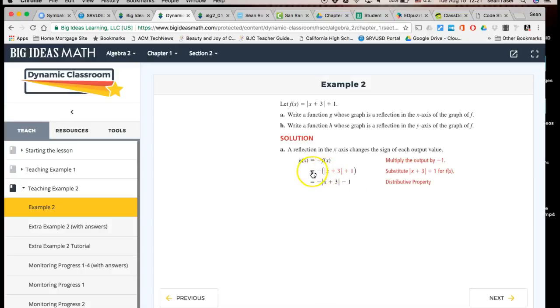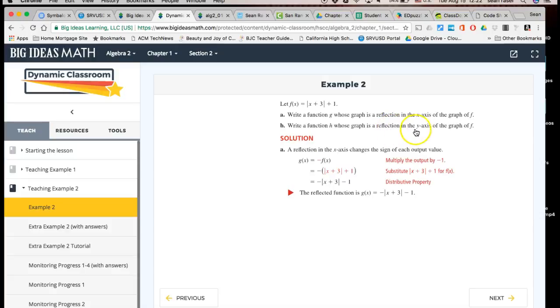Now when we distribute this negative, remember, it doesn't go to every term inside the absolute value. You think of the absolute value bars as one whole term. So when we distribute this, it just makes our first term negative and our second term negative because we distribute this negative to both terms. So our function ends up being negative absolute value of x plus 3 minus 1. Again, we just distributed this negative to the entire function. So that's an x-axis reflection. We took our entire function and made it negative.